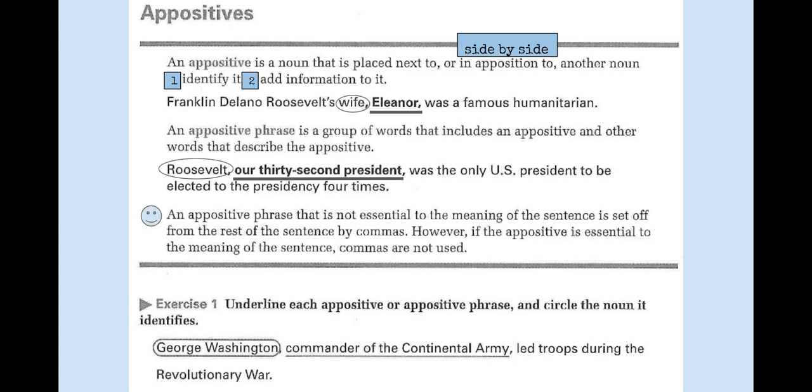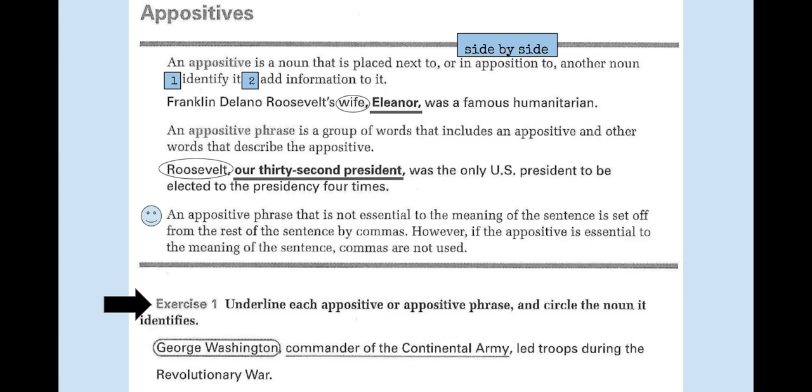An appositive phrase that is not essential to the meaning of the sentence is set off from the rest of the sentence by commas. However, if the appositive is essential to the meaning of the sentence, commas are not used. And we'll see some examples of that in the sentences below. So for this exercise, you are underlining each appositive or appositive phrase and circling the noun it identifies, just like in the examples. Here we have another example for you.